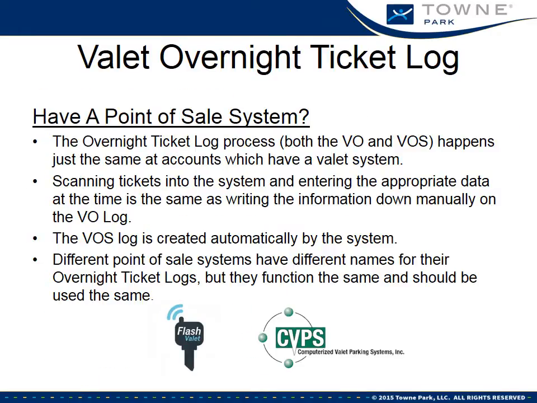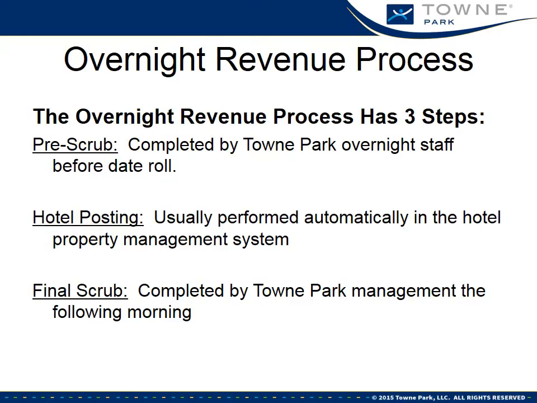If you have a valet point-of-sale system, the overnight ticket logs are made automatically by the system. Scanning in a ticket and entering the guest information is essentially the same process as writing it on the logs. For this reason, it is critical that you enter the data accurately, just as you would accurately write it on the logs. Town Park locations use a variety of valet systems, but our preferred vendors are either Flash Valet or CVPS. Each system has its own report names for the overnight ticket logs, but the data is mostly the same, and the process is always the same.